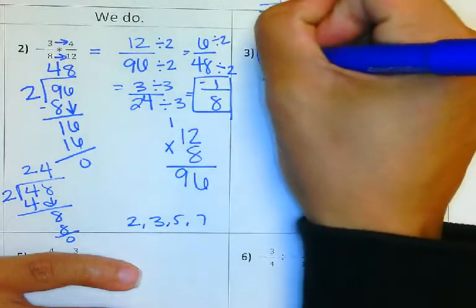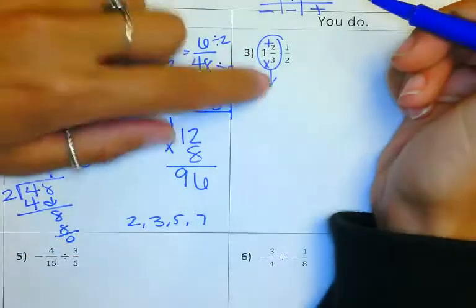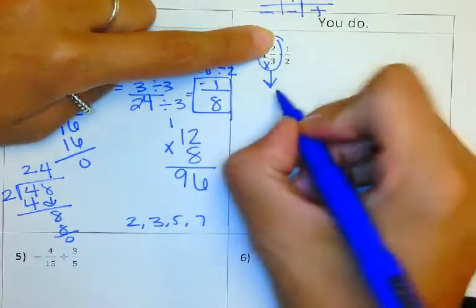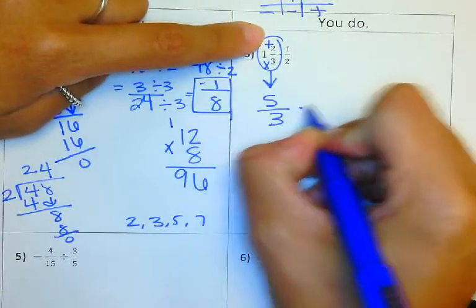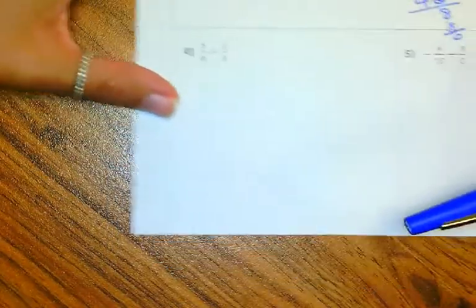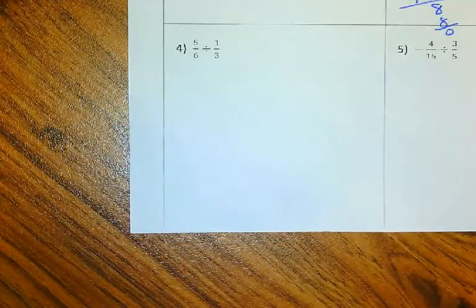Alright, hopefully you did Texas. So what you're doing is you're multiplying here, 3 times 1, which is 3, and then you're adding 2, which is 5. So we get 5 over 3 times 1/2, and I think y'all can figure that out. Okay? Dividing is as simple as multiplication. There's just one extra step.